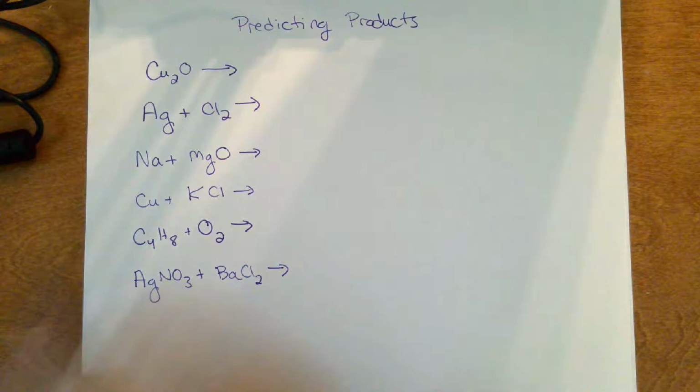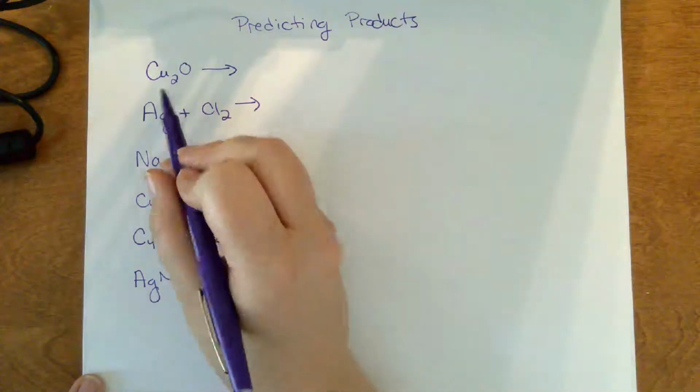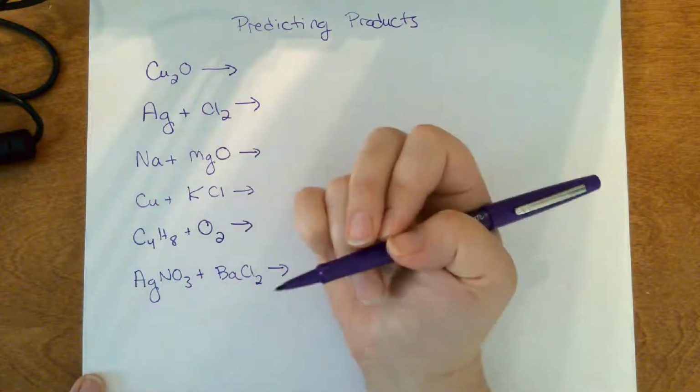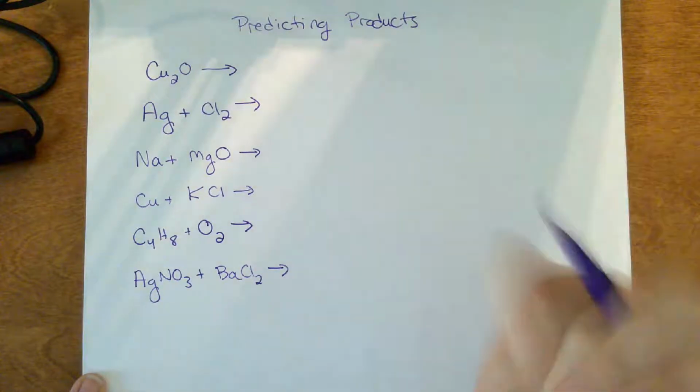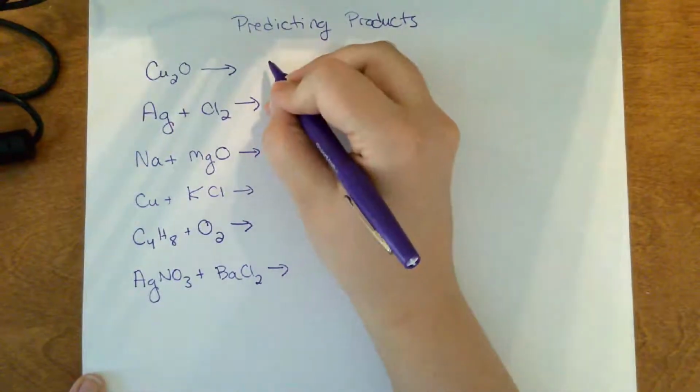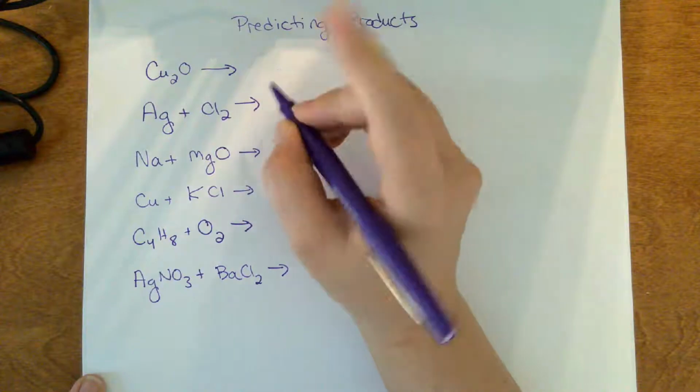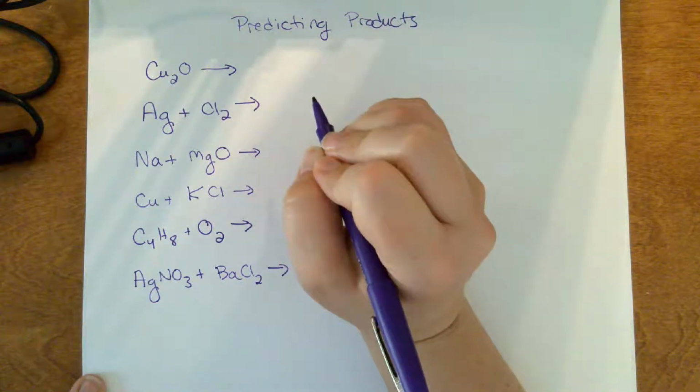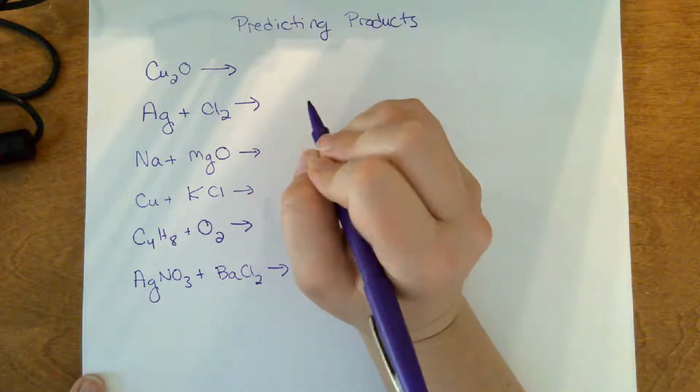So looking at the first one, we just have 1 reactant. So there's really only one thing that this could do, which is decompose. So we know we have decomposition. Okay, so this has to break into its elements. Now, you might be tempted to write Cu2 plus O, but that's not correct.